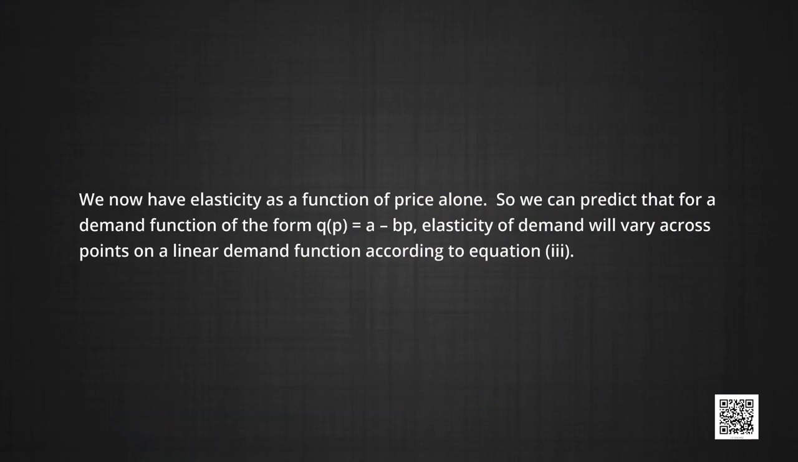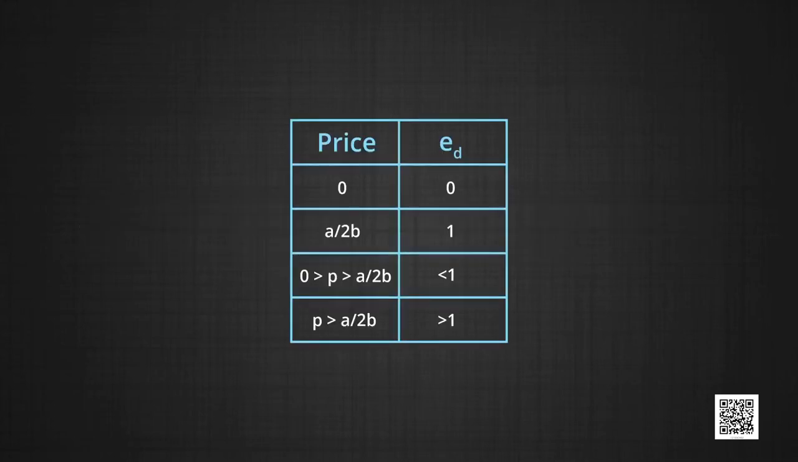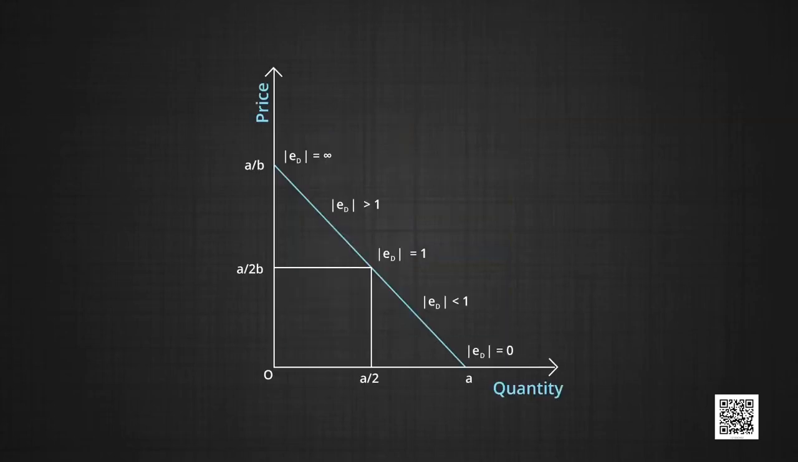In the second term, we have substituted the value of Q from the equation of the straight line. We now have elasticity as a function of price alone. So, we can predict that for a demand curve which has the form Q(P) equals A minus BP, the elasticity of demand will vary across points on the linear demand function according to equation 3. The table presented here shows the elasticity for various prices observed for this demand function. The diagram that follows depicts the same graphically.